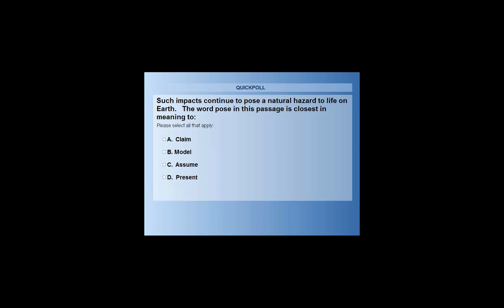Obviously, one strategy for approaching this question, we can plug the answers in. Such impacts continue to claim a natural hazard, to model a natural hazard, to assume a natural hazard, or to present a natural hazard. I'm going to give you guys 5 more seconds. So with every exam, you have to be very careful about managing your time, right? So I'm going to close this poll down in just a couple more seconds as everyone has the chance to answer. Once we've spent a minute on this, get your answers in. 3, 2, 1.